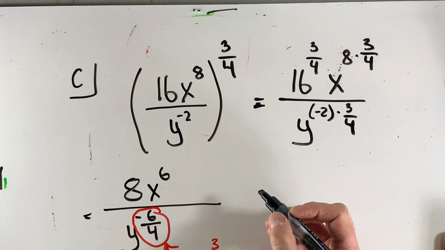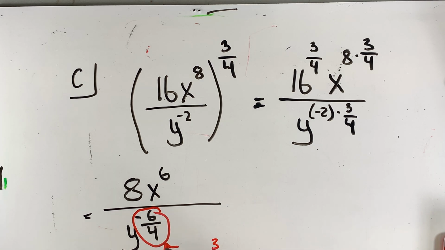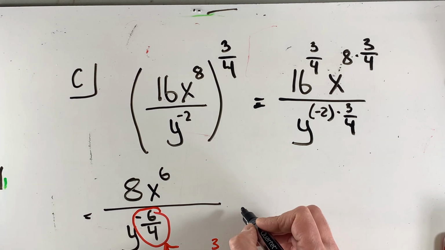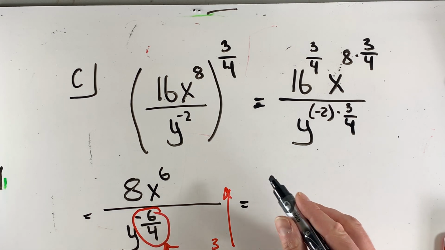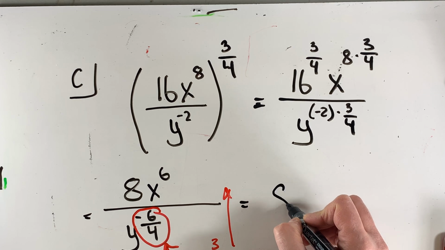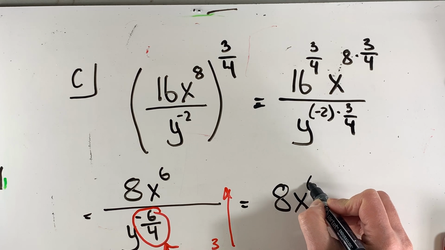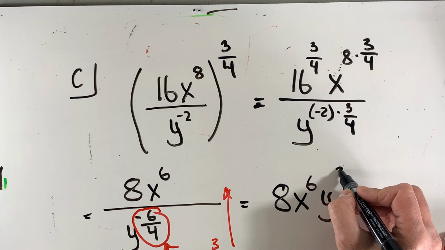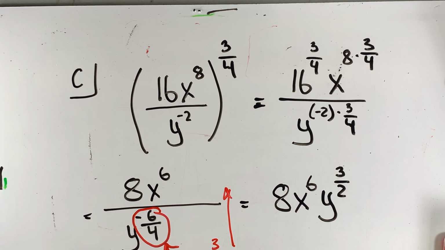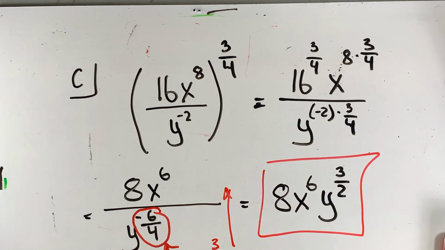Okay. Now, we need to provide our final answer with positive exponents. Right here we have a negative exponent, so we're going to apply the negative exponent law. So remember, we will drop the negative sign and move the remaining power across the division line. So in this case, it's going to be moved up, and there's not going to be anything in the denominator. So we're going to be left with 8 times x to the power of 6, times y to the power of 3/2. And that's our final answer in C.